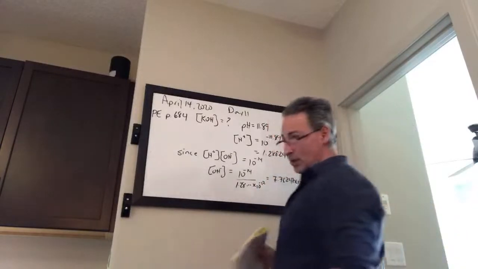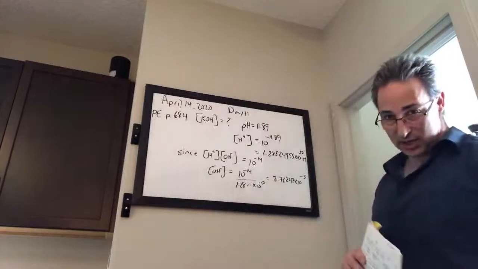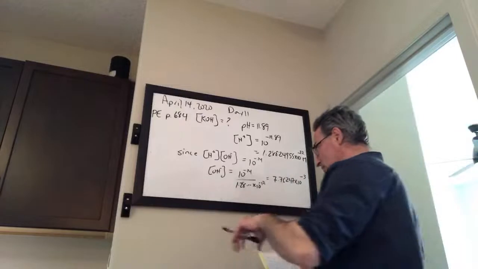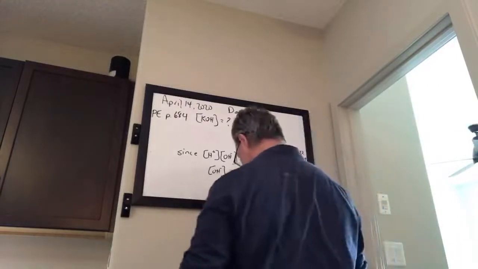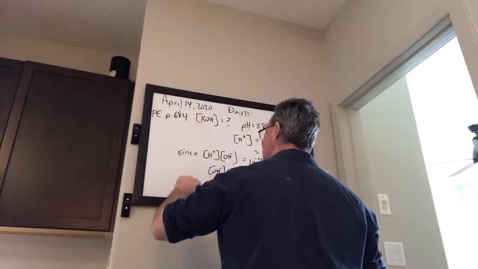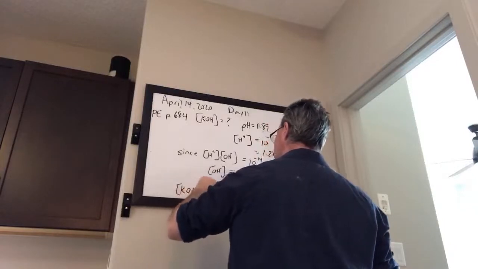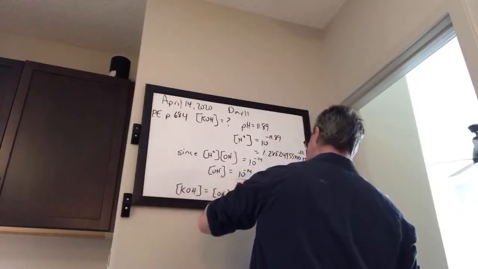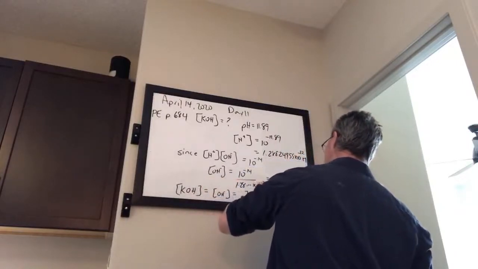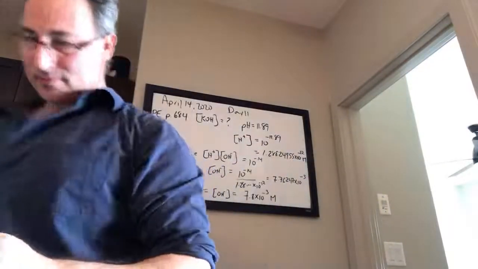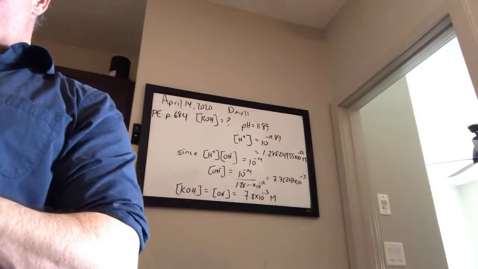Because KOH is a strong base, you know it dissociated completely, and therefore you're going to get the same concentration of base as you had of OH minus in the solution. So the KOH concentration equals the OH concentration, which equals, after sig figs, 7.8 times 10 to the negative 3 molar. That was A. I'll give you a moment to write that down.